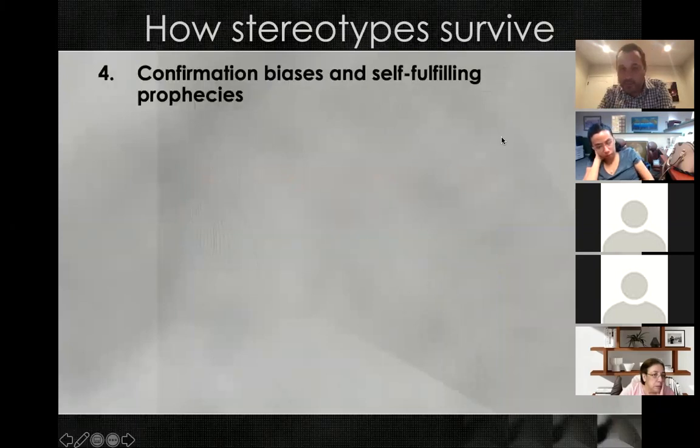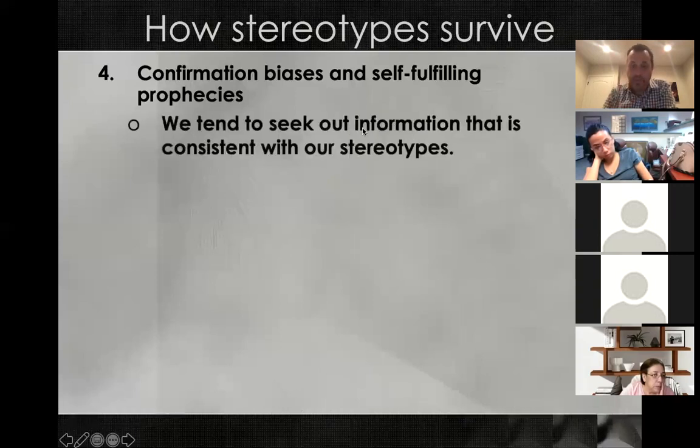A fourth way that stereotypes tend to survive is through various processes that involve confirmation biases and self-fulfilling prophecies. And I see that people already mentioned this in the chat, so let's explain this a little bit. Now, we know that due to confirmation biases, we tend to only look for information that supports what we already believe. We saw that before in social cognition, right? And so what that means is that if I have a stereotype, I tend to only look for information that supports that stereotype.